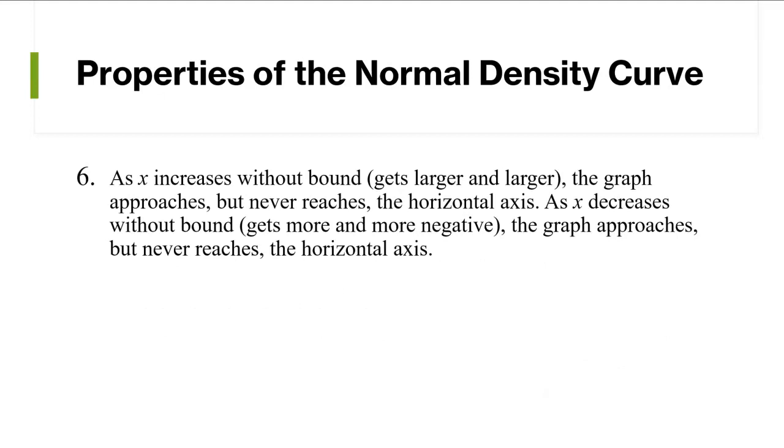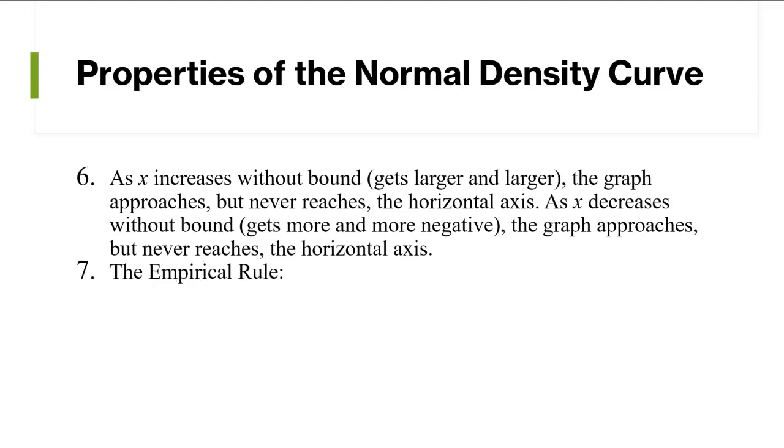As x increases without bound, it gets larger. The graph approaches but never reaches the horizontal axis, okay? And as x decreases without bound, it gets more and more negative. The graph approaches but never reaches the horizontal axis. All right, so that just means the graph never touches the x-axis. It gets really close to it. As it goes out on its tail, it gets really close to it, but it doesn't touch it.